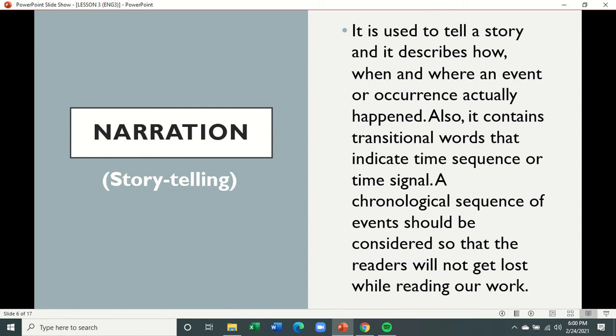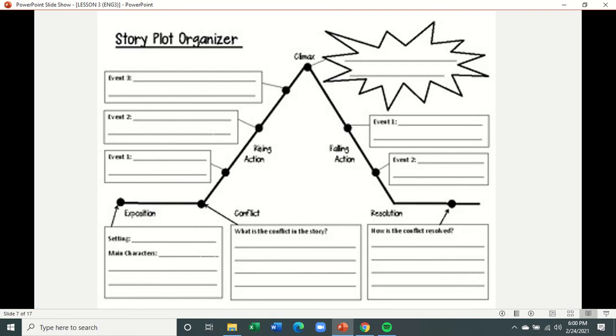So again, when we say narration, it is storytelling and the main purpose is to narrate. Okay, so every pattern of development has its own appropriate graphic organizer. And as I have told you, with patterns of development, you will be able to understand them better. So in this case, the intended graphic organizer for narration is a story plot organizer. I know you already know this, okay? So you have seen an open triangle. It's not closed because it denotes the story.